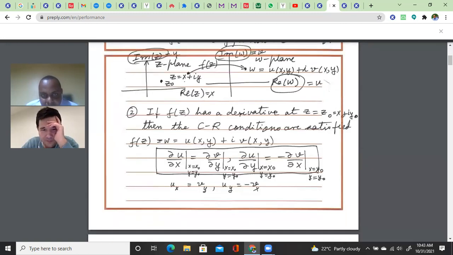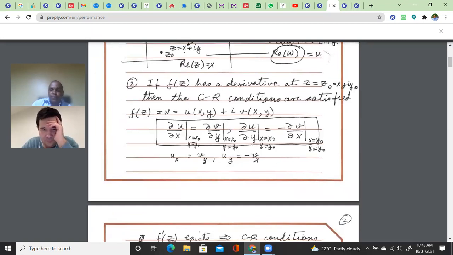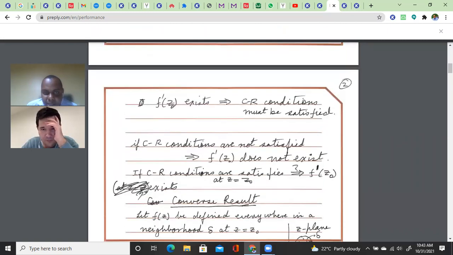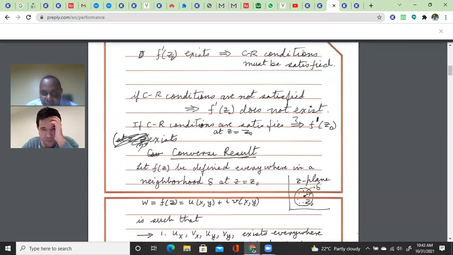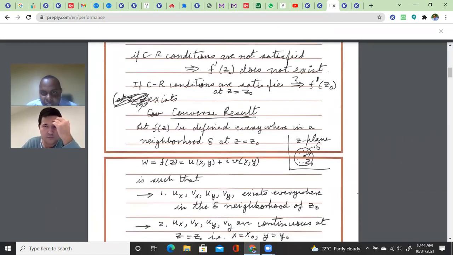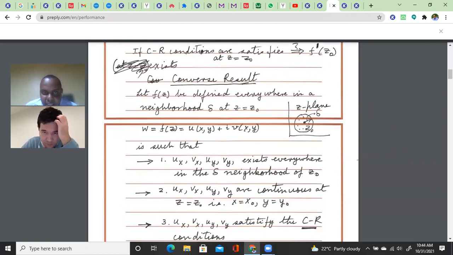If f(z) has a derivative at z equals z naught, then the Cauchy-Riemann conditions are satisfied. They have to be satisfied. F prime of z naught exists implies Cauchy-Riemann conditions must be satisfied. Cauchy-Riemann conditions not satisfied means that f prime at z naught does not exist. Just repeating the same thing.